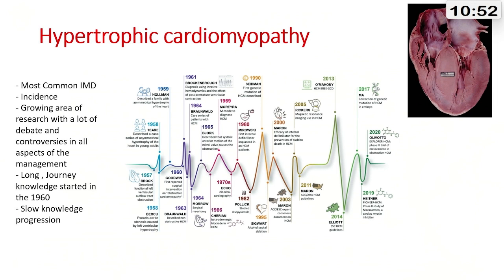But we can see that there is a slow progression in the information that we have about HCM in comparison to more familiar diseases like heart failure. For example, for heart failure, we have guidelines every 2 to 3 years. But in HCM, it is slower than that.